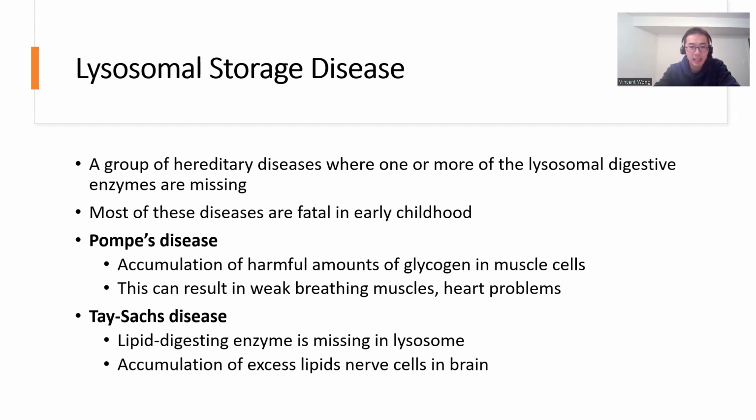Pompe disease is a situation where the lysosome is missing the enzyme to break down glycogen. You remember glycogen from lecture 2? That's the storage form of energy, right? So when you need to convert the glycogen back into glucose, you need to have an enzyme for that. In this particular disease, you're missing that enzyme, so the glycogen will build up in muscle. And that's going to cause problems because it's going to weaken the breathing muscle, it's going to weaken the heart muscles, and it's going to cause cardiovascular problems.